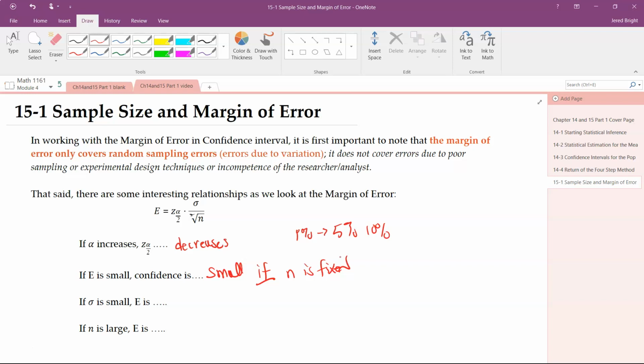Another interesting relationship is that if our sigma is small, that's in direct variation, which means our margin of error is small. And n has inverse variation going on. If n is large, then our margin of error is small, and that's actually the ideal case: we have a large sample size to make our margin of error small. So if we see a small margin of error, ideally we have a large sample size.